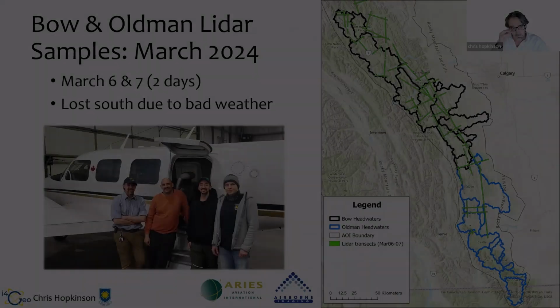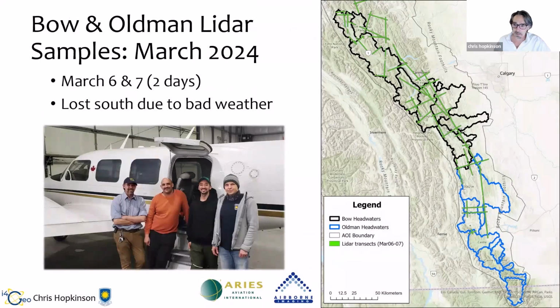This is the Galaxy mission, and you can probably make out on the right here, all of these swaths are very, very rectangular, very nice and uniform transects. The Galaxy lived up to its promises there, but due to weather constraints, we were not able to fly the most southerly part of the Oldman, which was a real shame, but we did get very good coverage in the Bow and for the northern part of the Oldman, which hydrologically is actually more important.